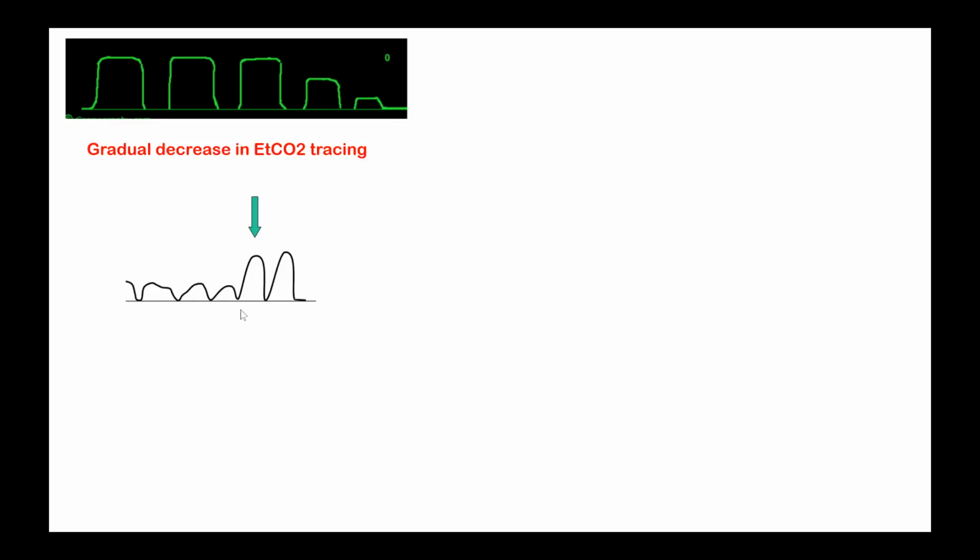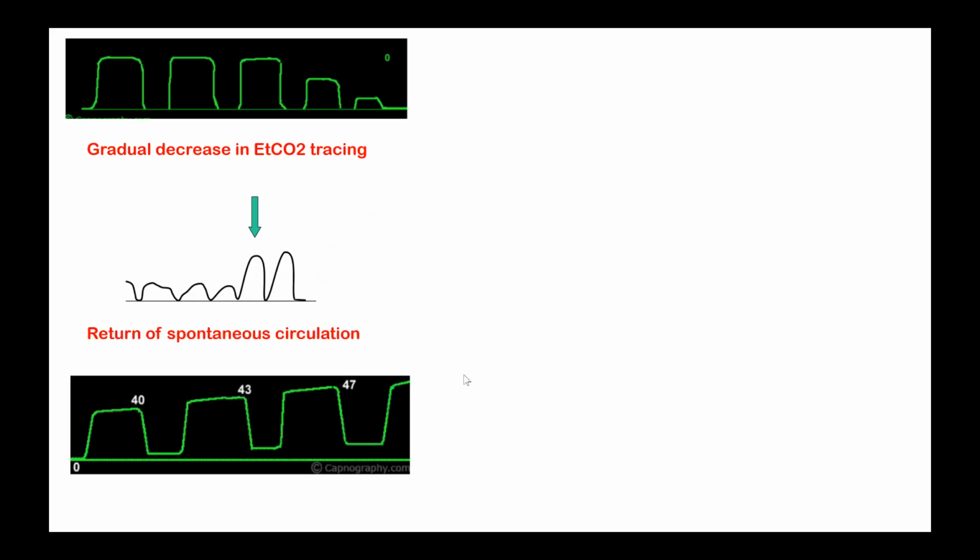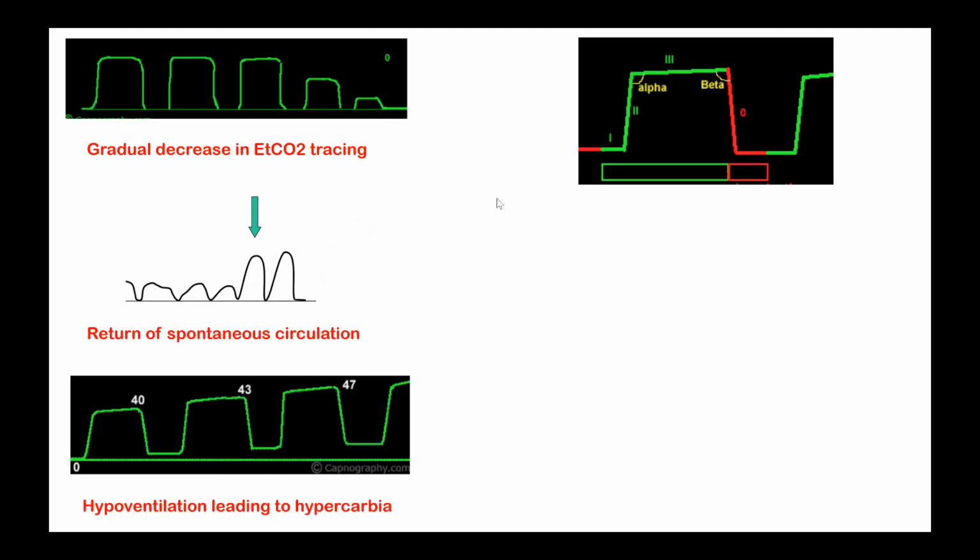What is this? Return of spontaneous circulation. Very good. What is this? Rebreathing. Breathing with hypoventilation leading to hypercarbia can also be there. And what is this? Normal EtCO2 capnogram. Now, what does this phase 1 represent? Dead space expiration. And what is this phase 2? Starting of the stroke of expiration. And what is this? Plateau.